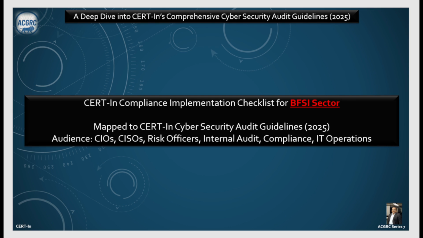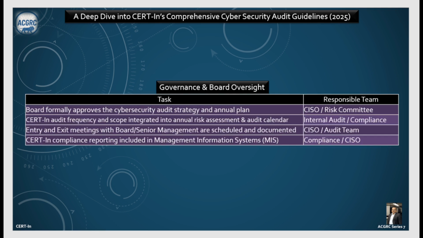Let's now look at a compliance checklist for the BFSI sector. Let's go with first, governance and board oversight. You need to bring in the CISO and the risk committee, and the task would be to approve the cybersecurity audit strategy and the annual plan. That's the CISO and the risk committees.